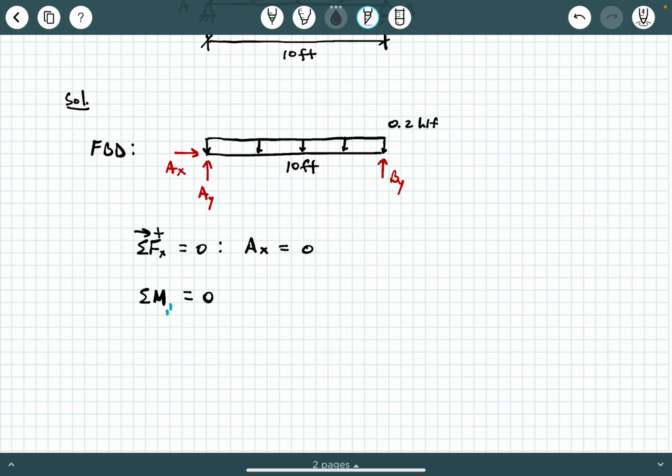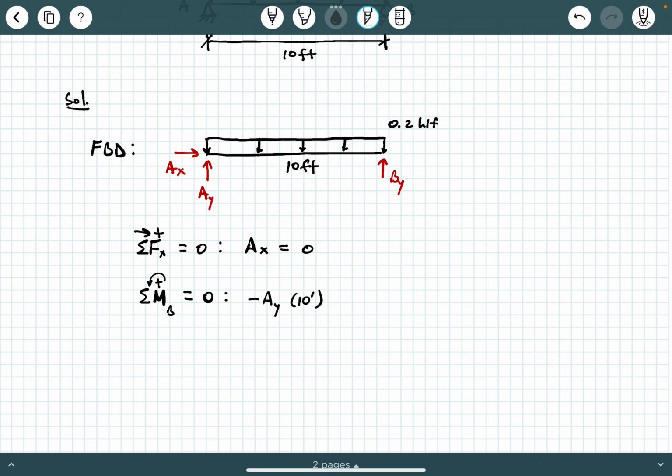I'm gonna say, let's sum moments about point B and we'll say counterclockwise is positive. And by summing moments about point B, BY will not be in this moment equilibrium equation. What we'll be able to do is solve directly for AY. So let's do that, okay? Moving left to right, I'm going to say minus AY times 10 feet, okay? Now, let's pause for a second.